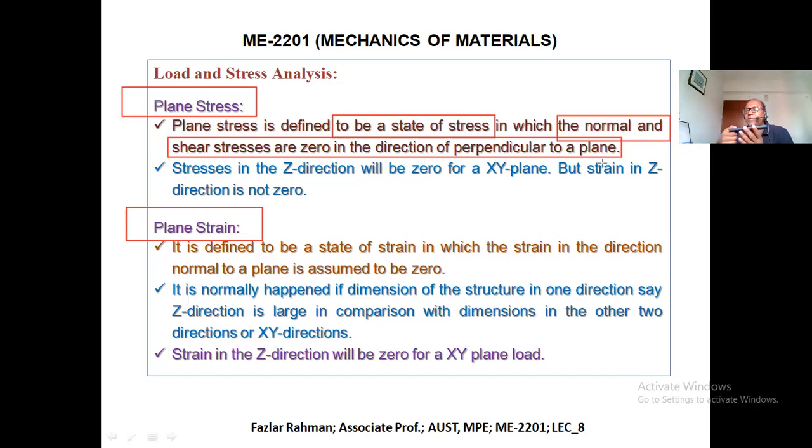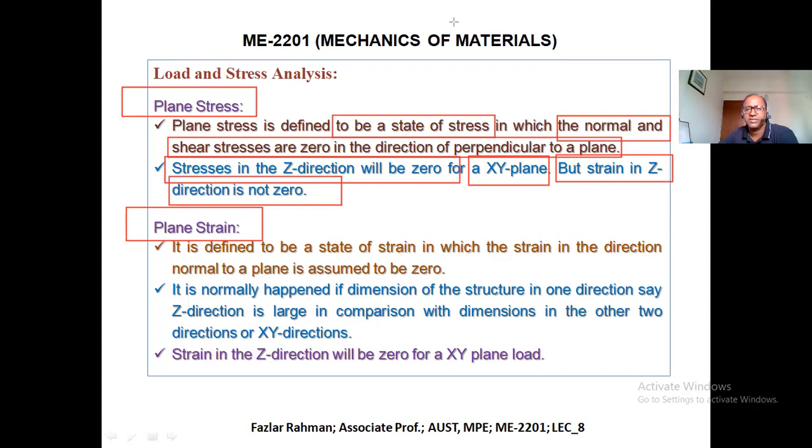But what happens if you pull a plate in the horizontal plane? Obviously the thickness will decrease. If you compress, then the thickness will increase. So thickness increasing or decreasing means in the z direction there is no stress, but there is strain. So stress in the z direction will be zero for the xy plane, but strain in the z direction is not zero. That is called plane stress.